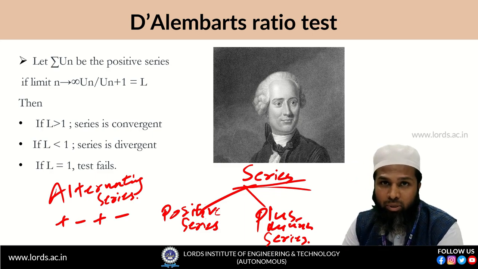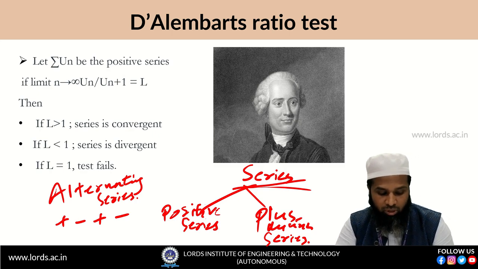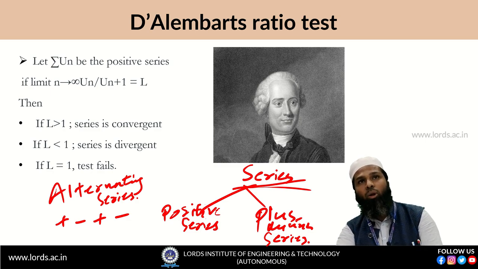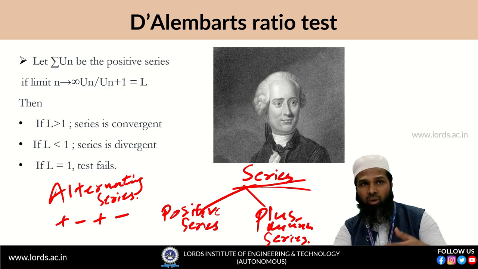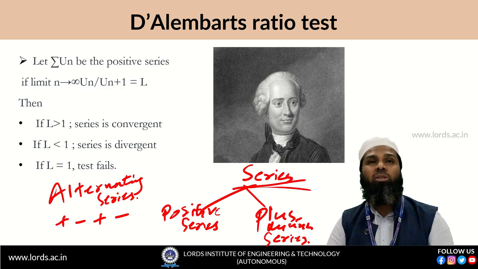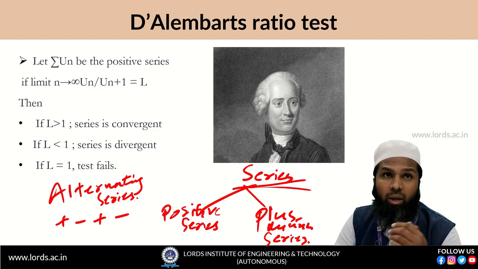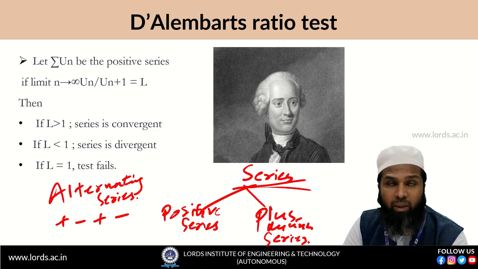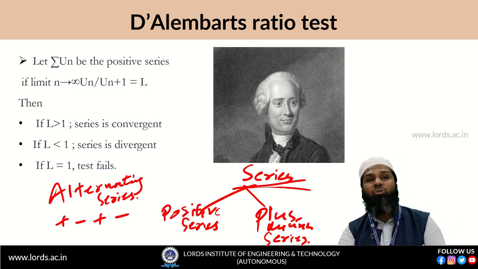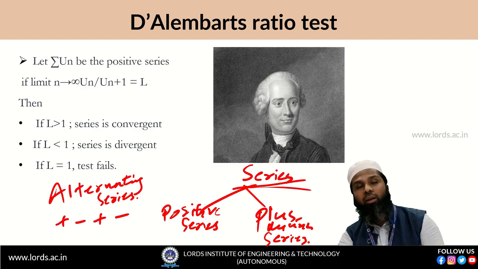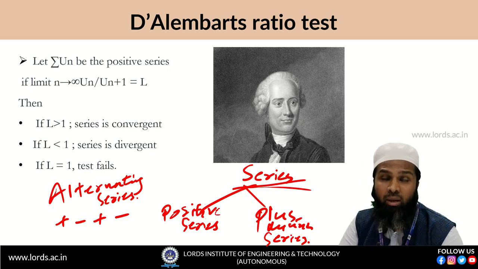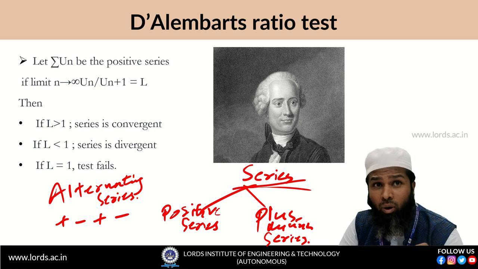Now we have different tests for these different series. Today we are going to discuss only one famous test, called D'Alembert's ratio test, to know the nature of the positive series. We have many tests for checking positive series, such as the GP series test, the p-harmonic test, the comparison test, Cauchy's nth root test, the Cauchy integral test, and D'Alembert's ratio test. Today we will discuss D'Alembert's ratio test, to know the nature of the positive series, not the plus minus series.